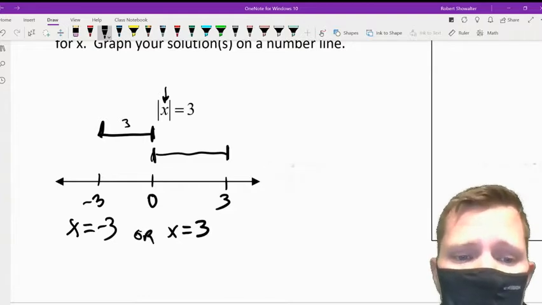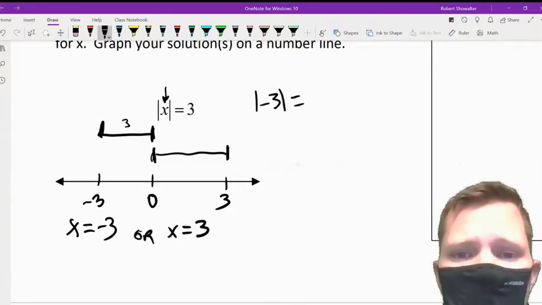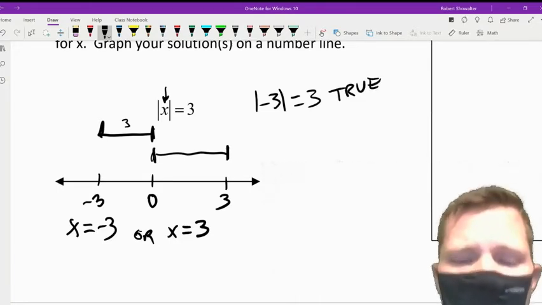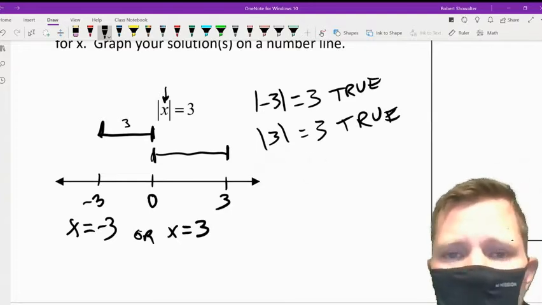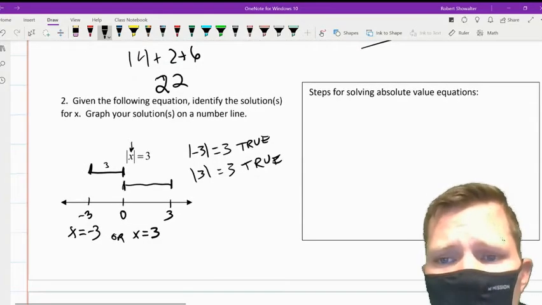And the answer could be either of those, meaning if we take those two and drop them back in the absolute value equation, each makes a true statement. So we actually get two answers when we're talking about absolute value equations.